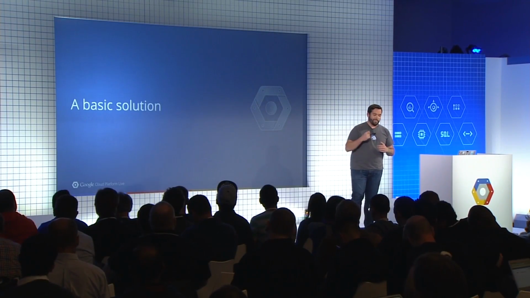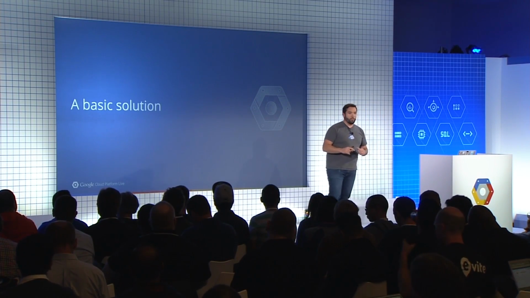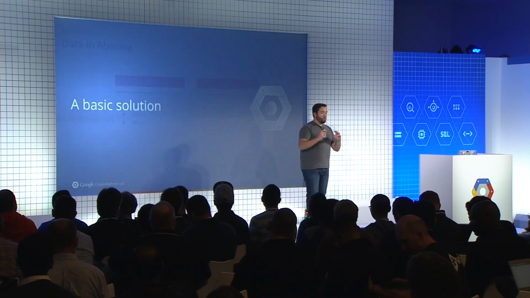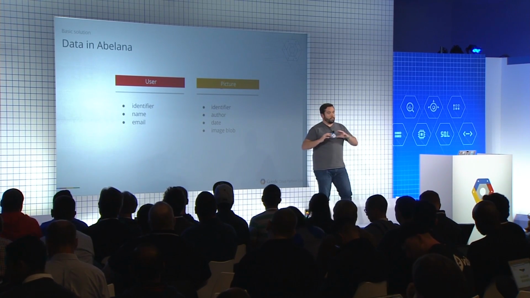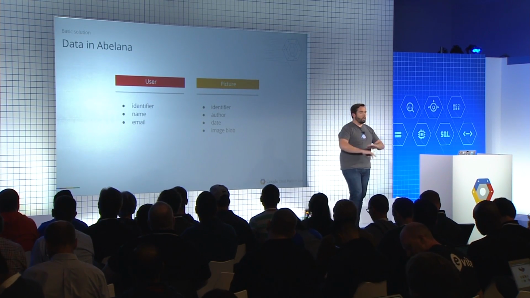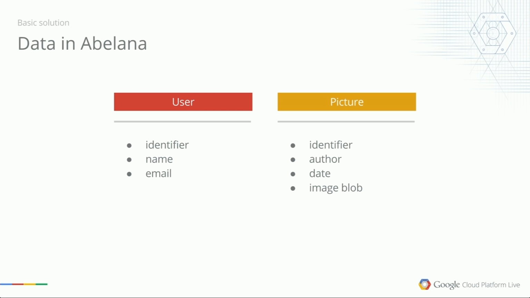So enough chatting. Let's do some code. So we're going to start with the basic solution. And the basic solution is going to be really simple. We're just going to have this data, not all the data, so no comments, no likes, just the basic data. For the users, we're going to have an identifier. It's going to be a unique ID that identifies our users. It's provided by the Google Identity Toolkit. There's also the name of the user and an email.